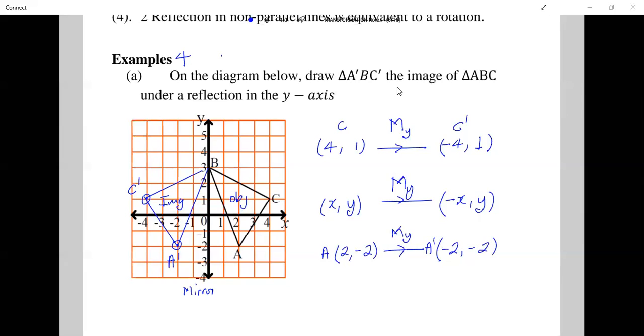And the last thing I wanted you to note is that whenever you reflect something in the y-axis, the sign of the x-coordinate changes while the y-coordinate remains the same. So everybody, please do the same thing that I just did.